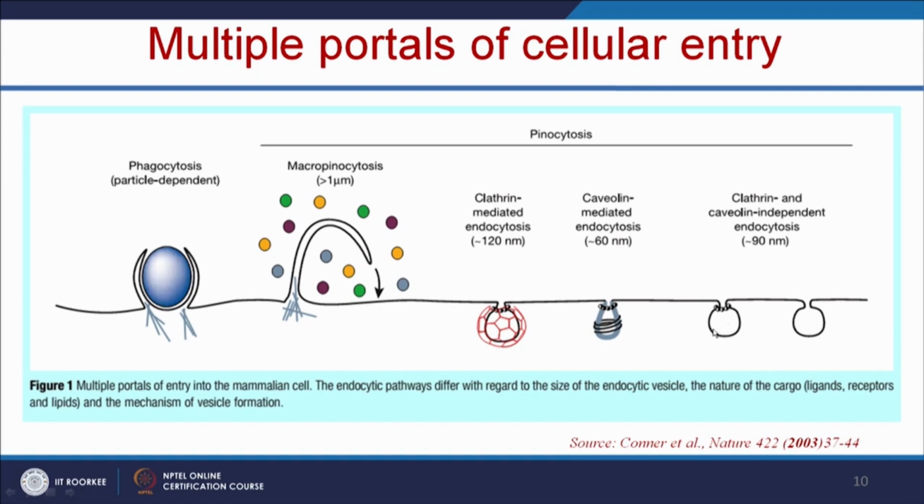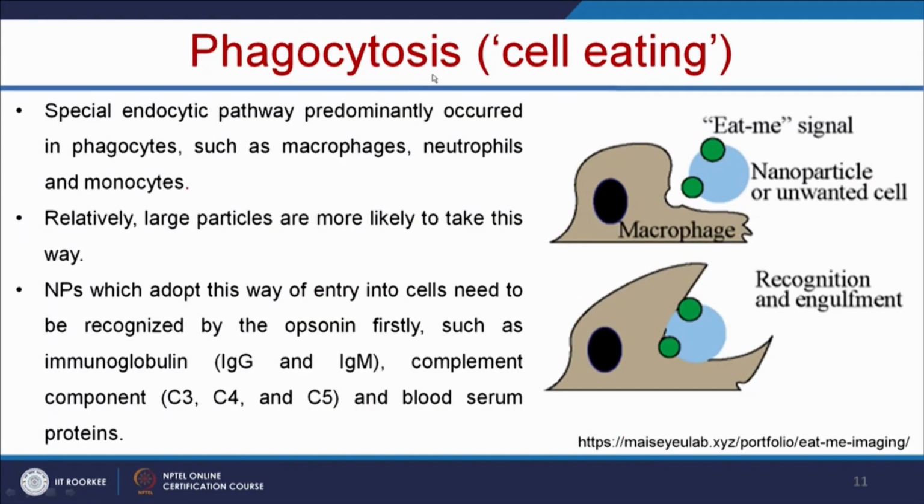So let us see this mechanism in detail. The first one is phagocytosis. This specific endocytic pathway predominantly occurs in phagocytes such as macrophages, neutrophils and monocytes. So these are the cells involved in the phagocytosis process, and relatively large particles are more likely to take this way. The bigger size particles will be taken up by the cells by the phagocytosis process, and nanoparticles which adopt this way of entry into cells need to be recognized by the opsonin first. The opsonins are like immunoglobulin or complement components and blood serum proteins.